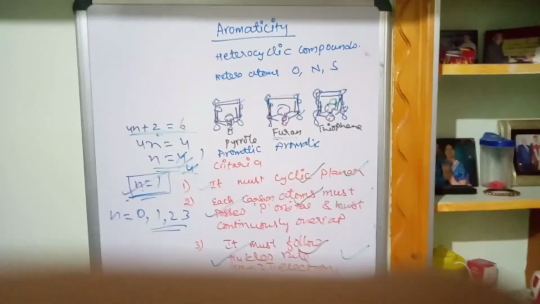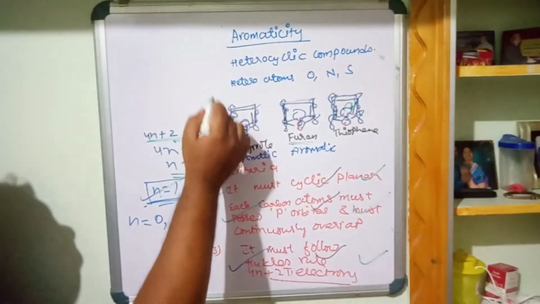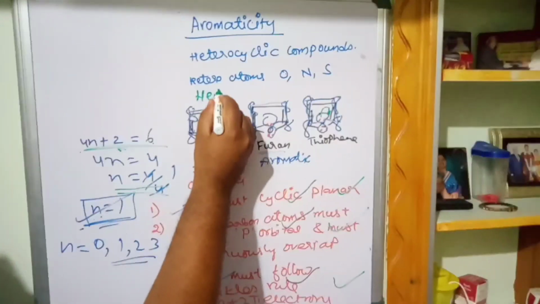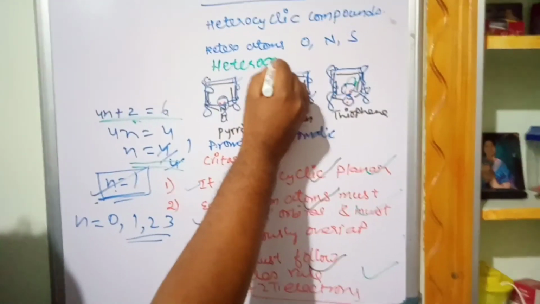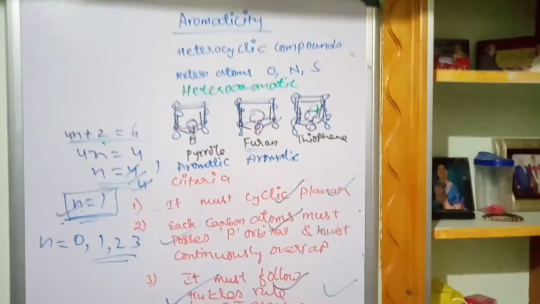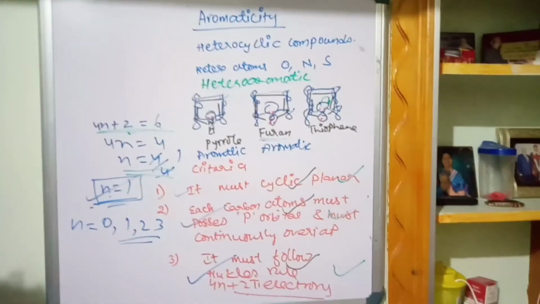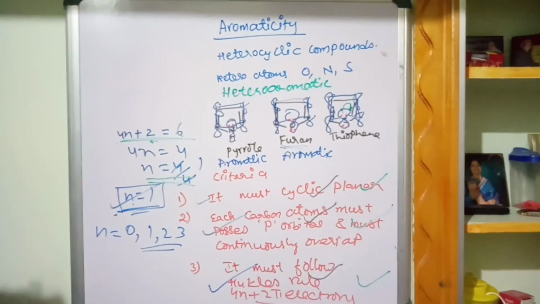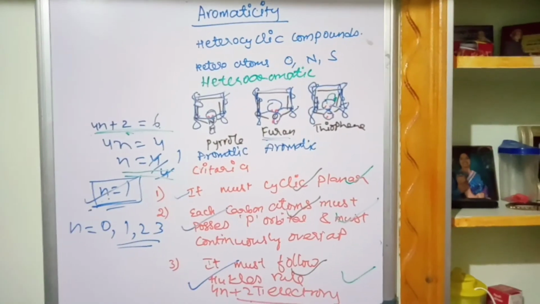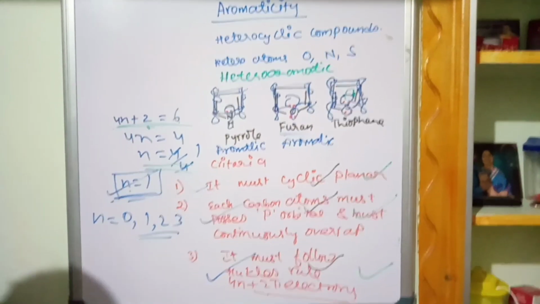By all three criteria, we can say that these heterocyclic compounds are aromatic compounds, called heteroaromatic compounds. Don't worry in this semester about what heterocyclic compounds are and their nomenclature. You are going to study that in POC 3. So this is what I wanted to cover about the aromaticity of heterocyclic compounds. Thank you.